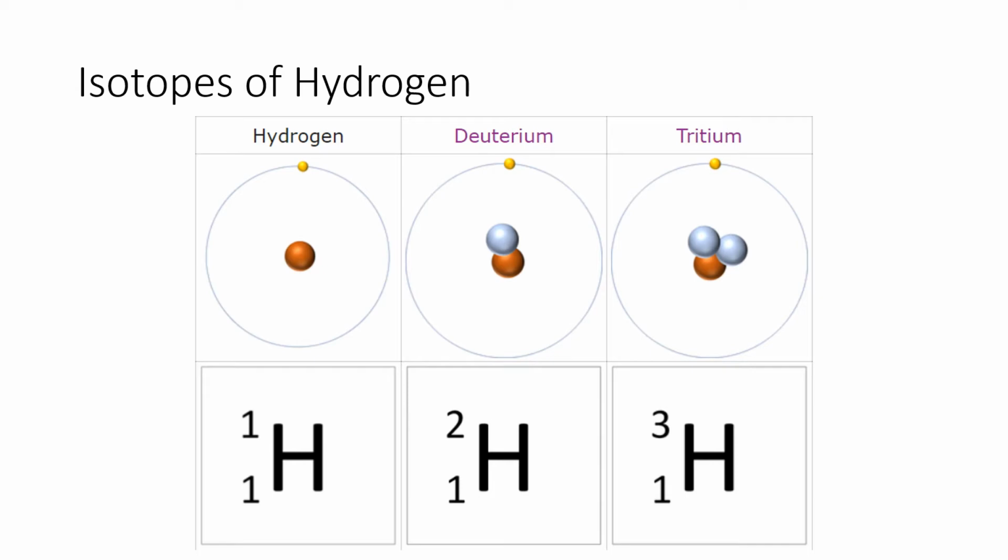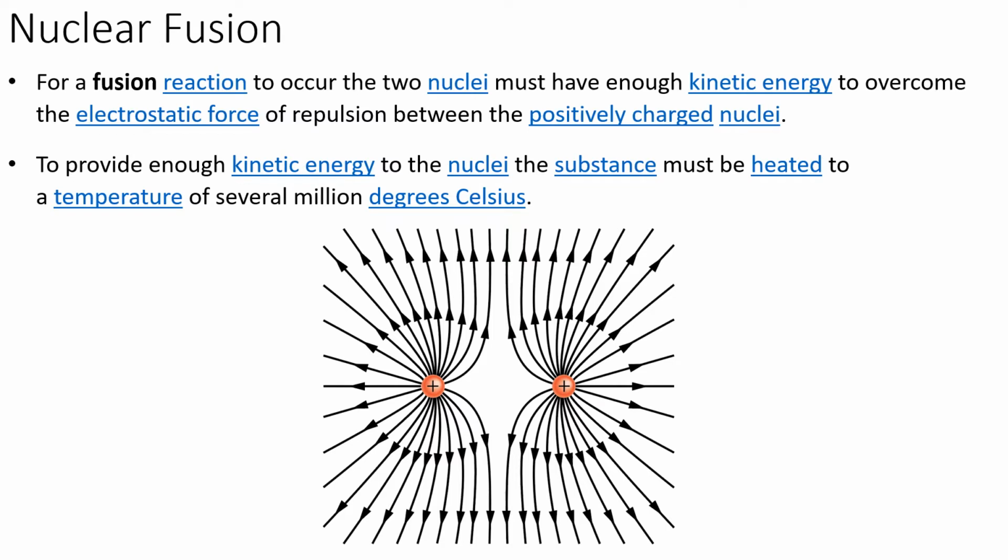Now, fusion is not easy. For fusion to occur, the two nuclei must have enough kinetic energy to overcome the electrostatic force of repulsion between the positively charged nuclei.